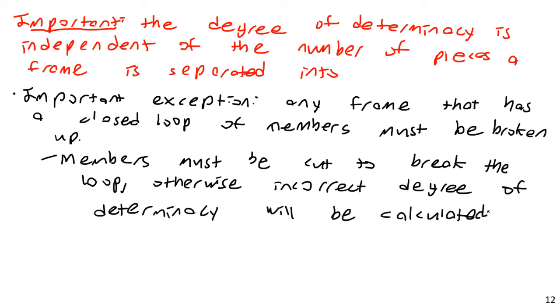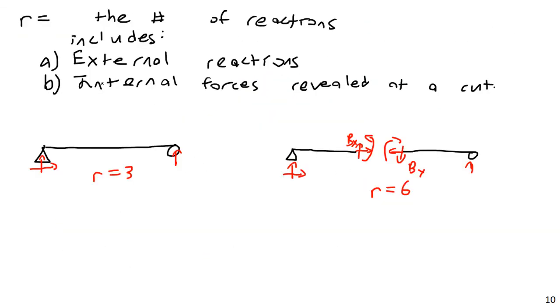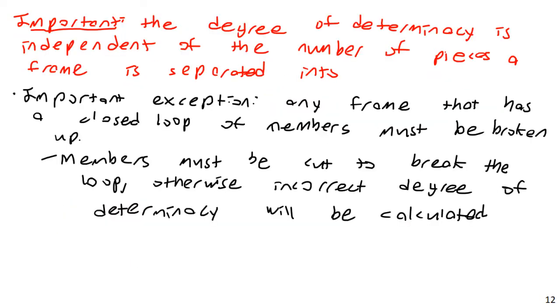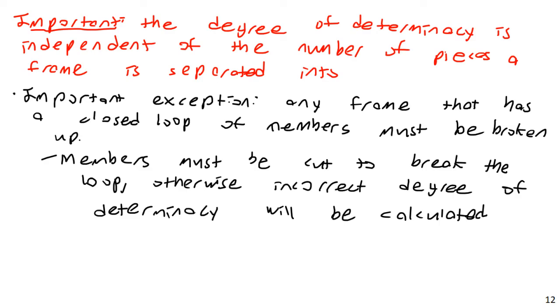And I just want to finish up with a couple examples, looking at how we can calculate whether something is statically determinate, indeterminate, the degree of determinacy, etc. I want to illustrate this with some basic examples. What I want to demonstrate is two things. One, that the number of sections you break something into will not affect the degree of indeterminacy, and also the one exception to that is a closed loop.